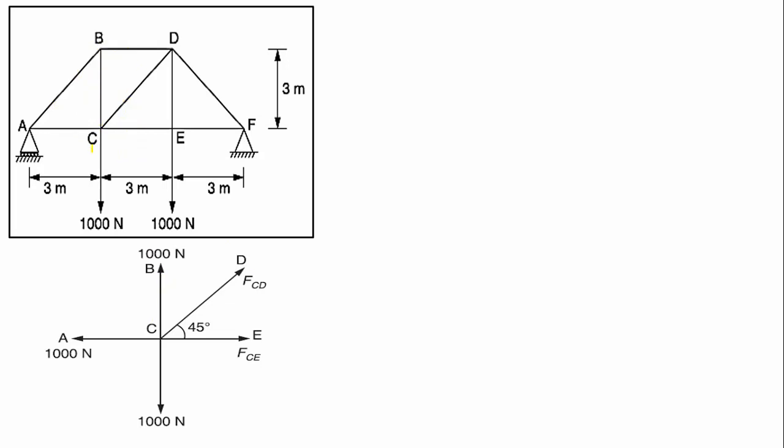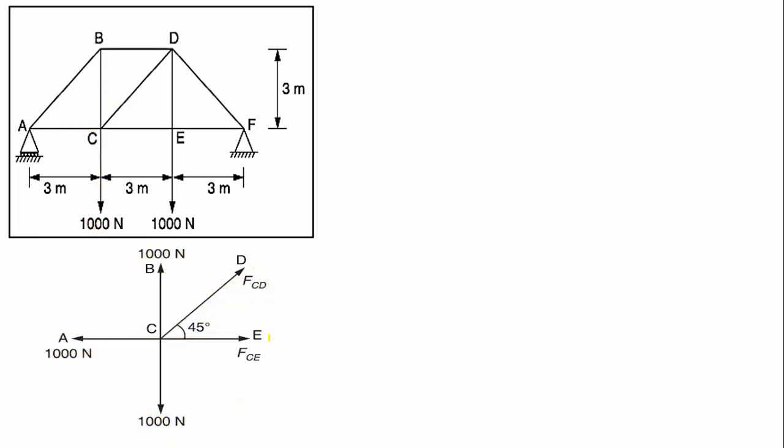In the joint C, if you see one horizontal member, the AC member is shown, which is 1000 newtons. Just now we have calculated this BC member, so this 1000 newton is shown here. Then this is CD, that is the force in the member CD. Then this is CE, shown here, with this angle of 45 degrees, and again we have one vertical load of 1000 newtons acting in the downward direction, shown here.